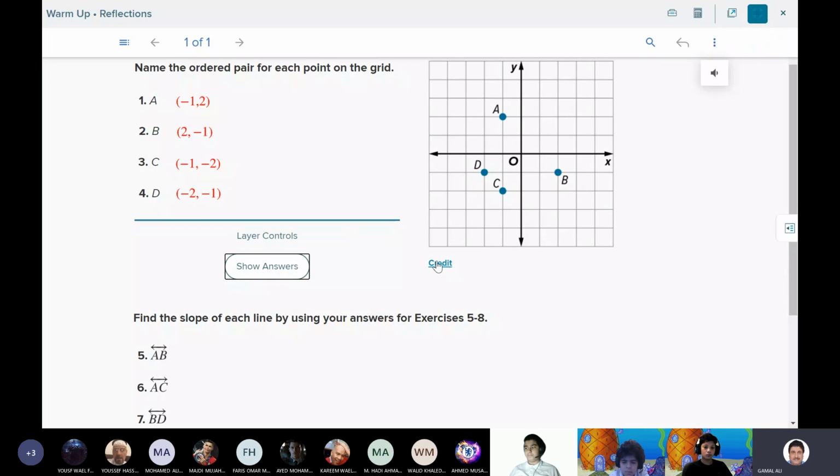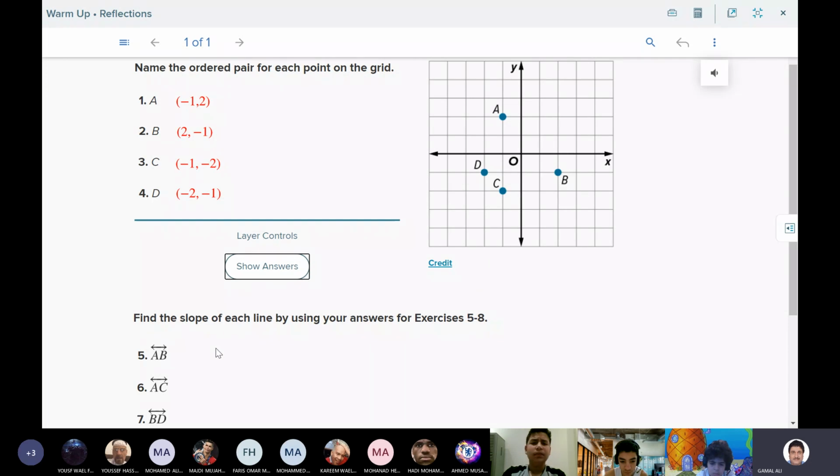What is the slope of AB? Sister, I answer. Yes, Muhammad. It will be -1. Please, Muhammad, concentrate. Not -1. 2 minus -1, it is 3. And -1 minus 2, it is -3. 3 over -3 is -1. Is it hard?